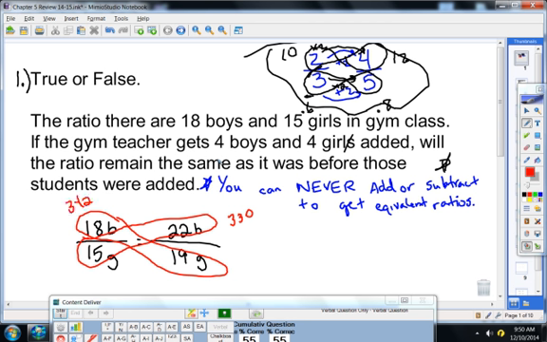Are they the same product? Absolutely not. If I simplified 18 and 15, I know they both have a factor of 3, right? It's going to be 6 to 5. That's in simplest form. 22 and 19, that's already in simplest form. Are they the same simplified ratio, guys? No, they are not. And the last method is I could just divide them. This one would be 1.2. This one, 22 divided by 19, we get 1.16.